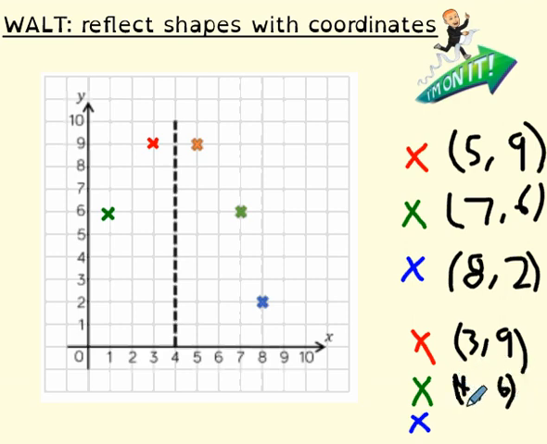And then finally, the blue cross: 1, 2, 3, 4 jumps to the left, 1, 2, 3, 4 jumps to the right. I'm sat right on the y-axis. If you remember from our coordinates lesson, if I ever sat right on the line, I would write it as 0 along the x-axis because I've not gone along my x-axis at all. I've gone straight up my y-axis and I've gone up 2.